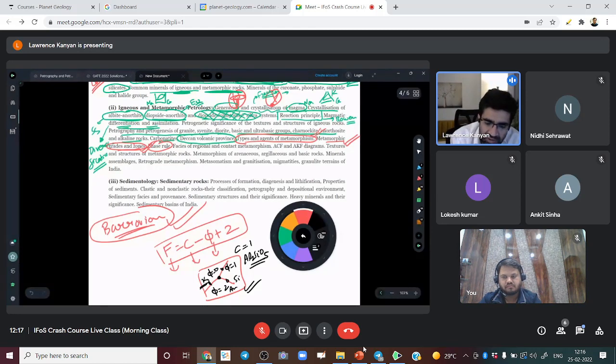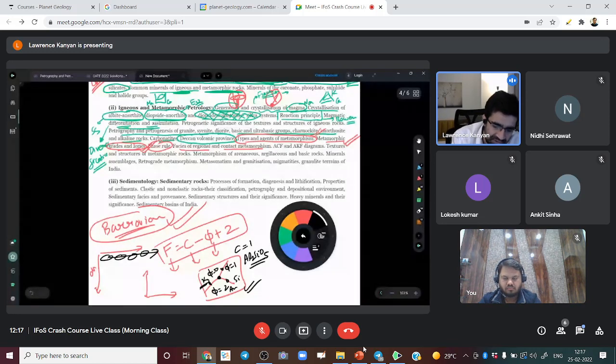Phases of regional and contact metamorphism. Mayank Sir has also shared. Sometimes it is drawn by depth, sometimes it is drawn by pressure, like this. Anyway, it doesn't matter, these are the phases. Hornfels are of contact metamorphism. Then regional metamorphism, where you will get zeolite, prehnite-pumpellyite, greenschist, amphibolite, granulite, and you can get high PT series.